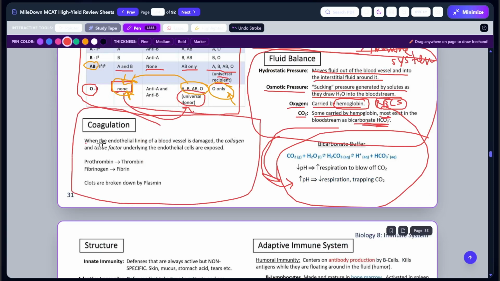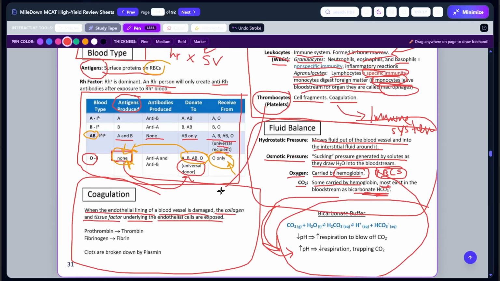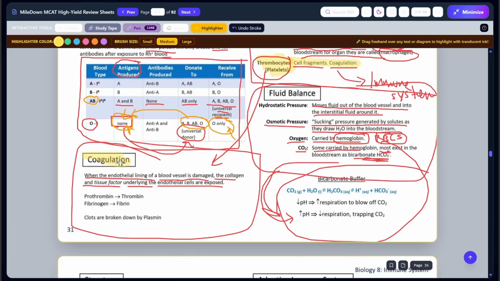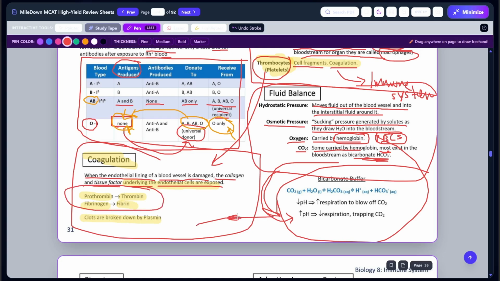Coagulation is when the endothelial lining of the blood vessel is damaged and the collagen and tissue factor underlying the endothelial cells are exposed. Coagulation is related to the thrombocytes that I was talking about over here. What happens is your platelets try to help out, and so prothrombin, fibrinogen, turning to thrombin, and fibrin clots are broken down by plasmin. Basically they try to block out this exposed area. What your body is trying to do as an immune response is make sure no bacteria is going to get in, so it tries to block that out.